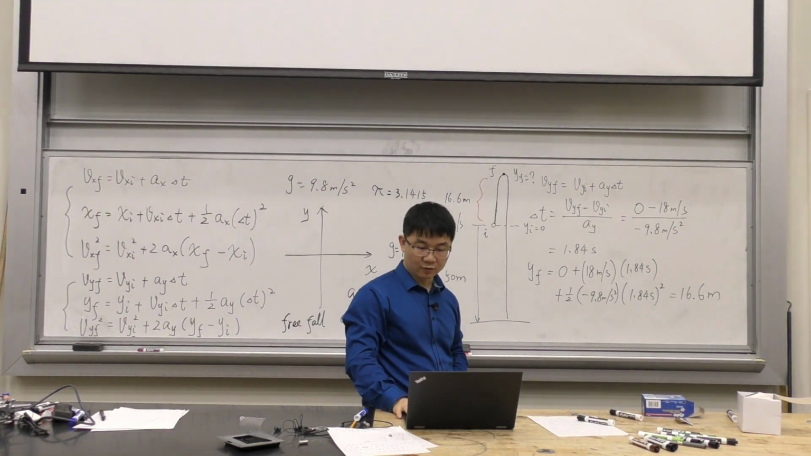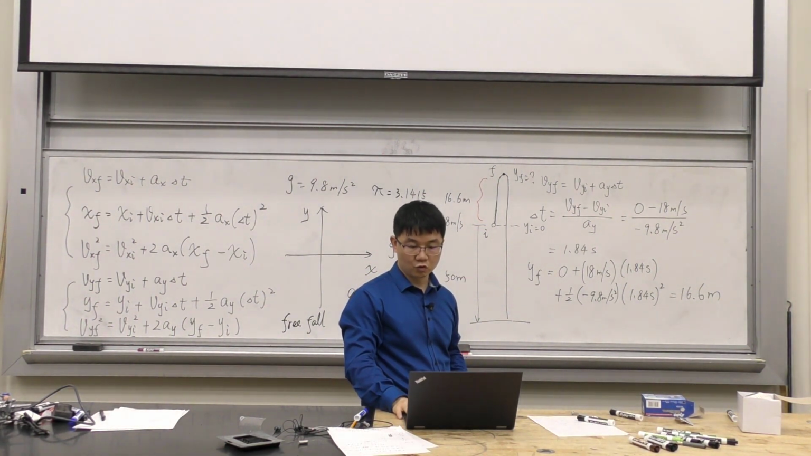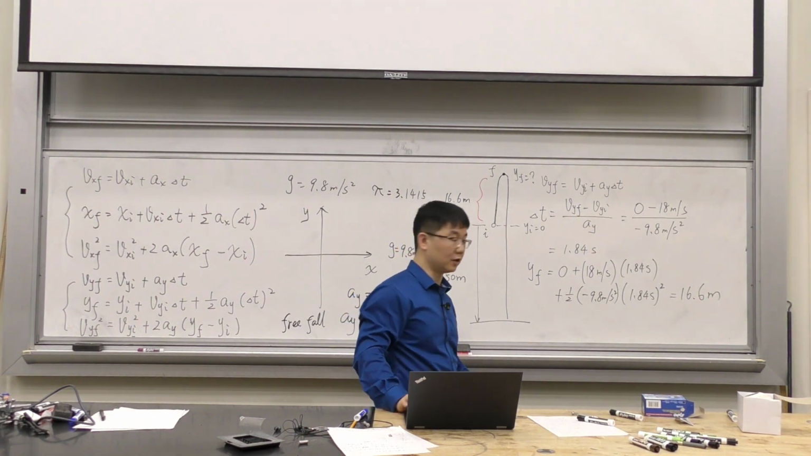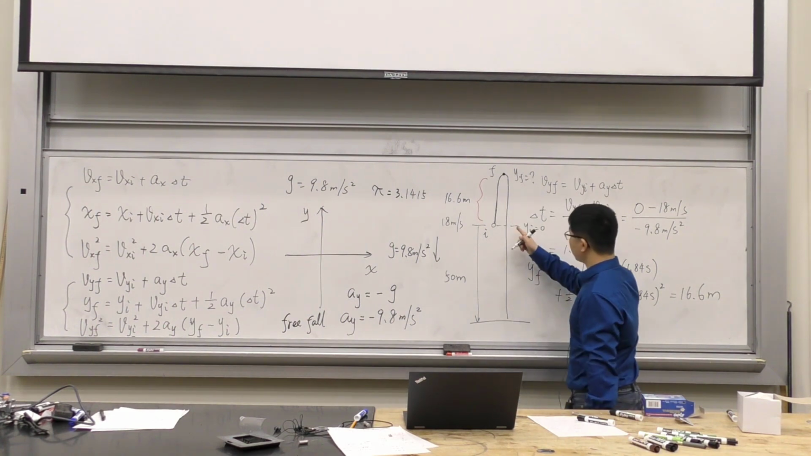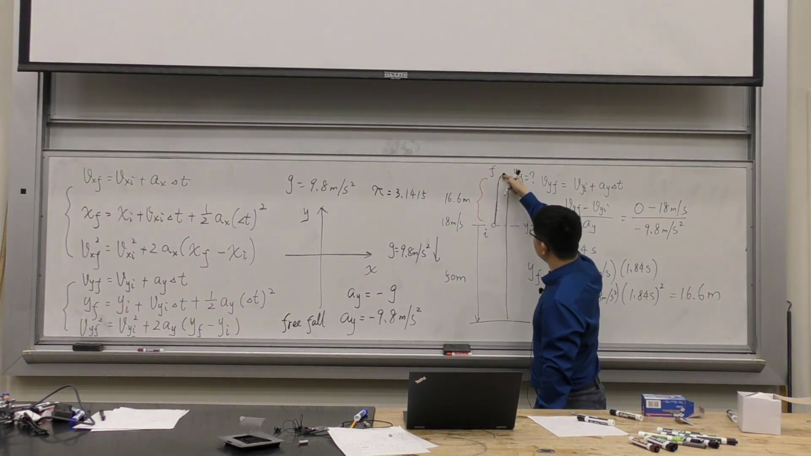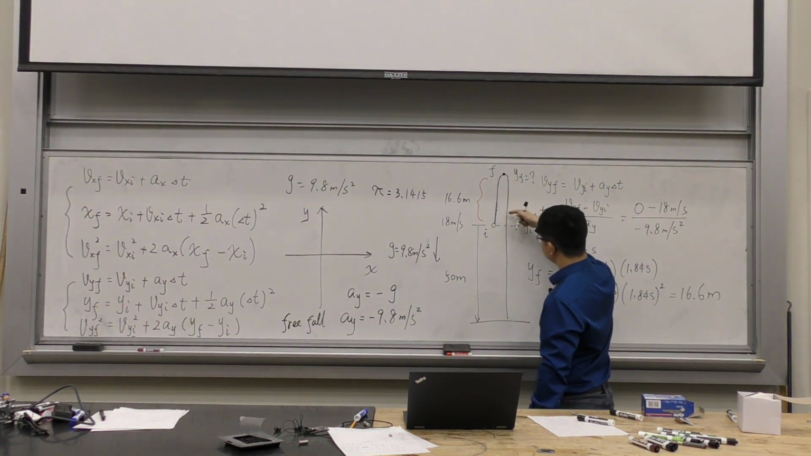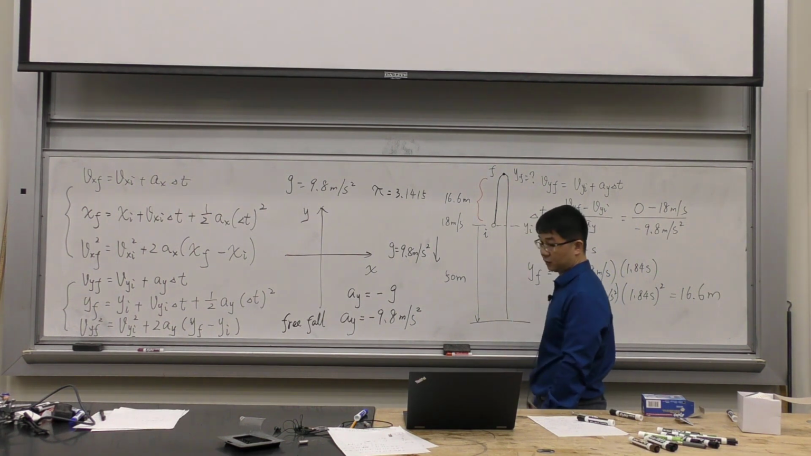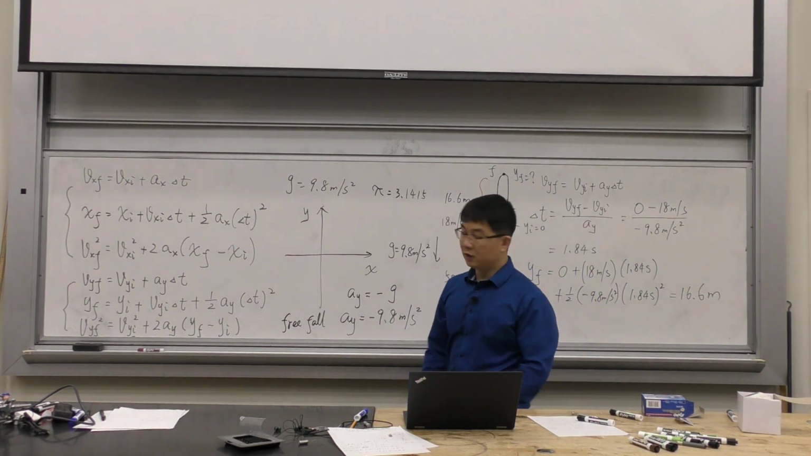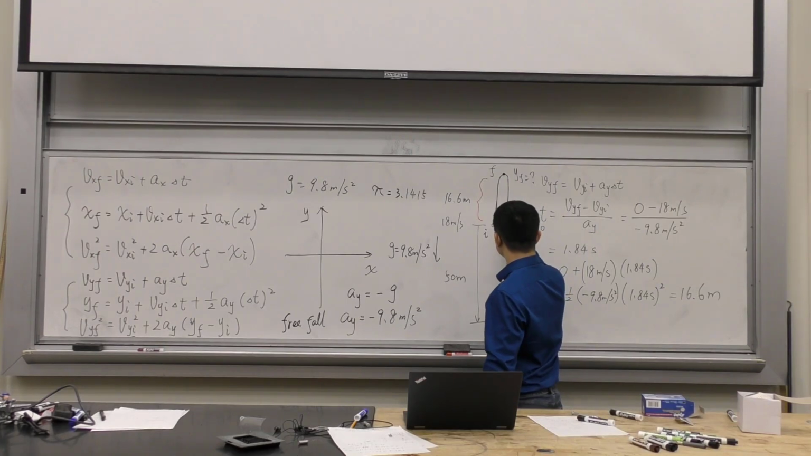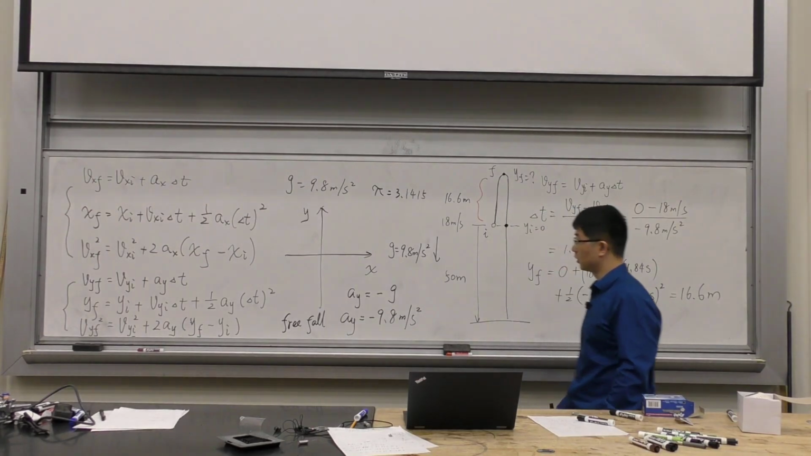Now what about the next part? Find the velocity of the stone when it returns to the height from which it is thrown. So I know it's going to go up, turn around, and then drop. So it's going to definitely pass the point it was thrown, the initial point, right? So now I want to find this velocity.